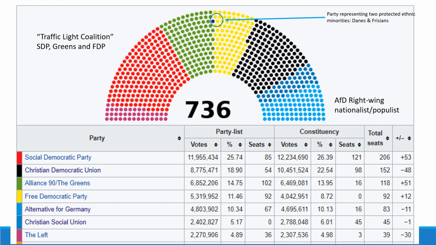So what happened is that the Social Democrats created a coalition, joining forces with the Greens and the Free Democratic Party, to create what has been nicknamed the Traffic Light Coalition, since the colors of the parties are red, green, and yellow. And when we put those three parties together in coalition, they control almost 52% of the seats in the Bundestag, and that gives them the majority. So that allows the coalition to control what legislation passes in the Bundestag.